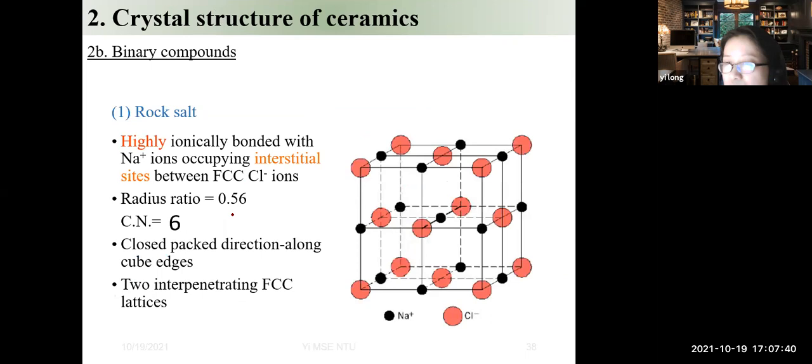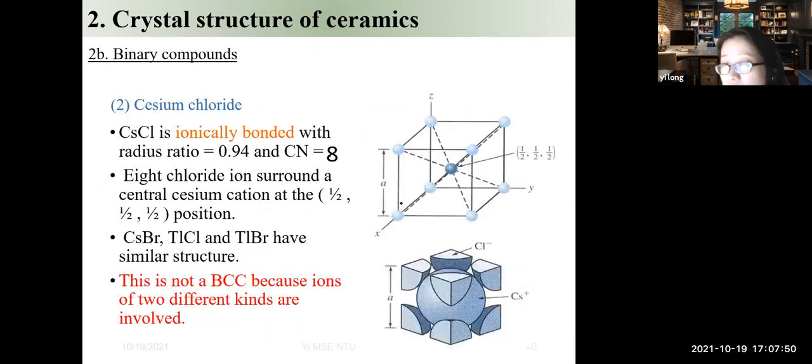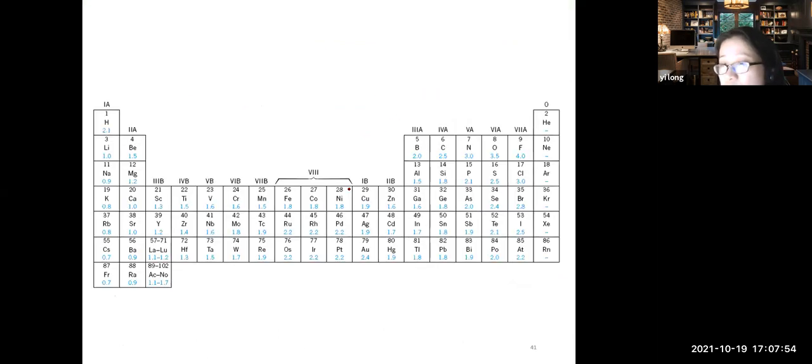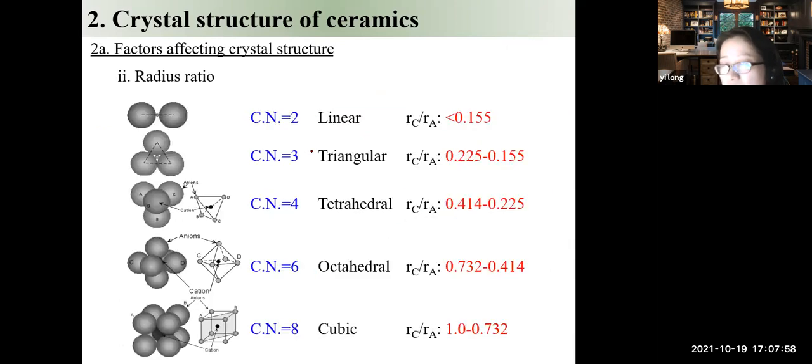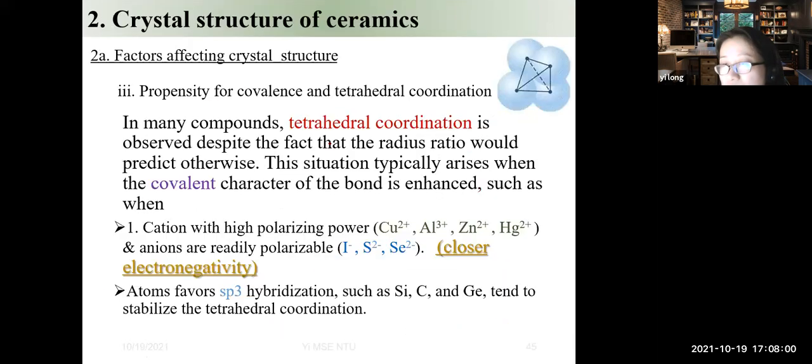Then continue, so rock salt. What are the rock salt structures? Please remember, because it's very often used, okay? And also what are the cesium chloride structures? It's also very often used. And zinc blende, also needed, okay? So let's continue.